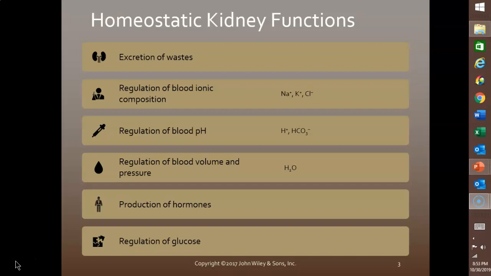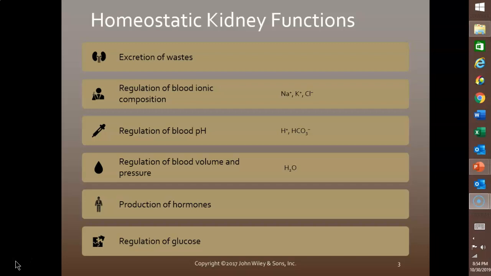And then what happened? The little filter units that we're going to learn about in this chapter started increasing the amount of sodium that was retained in the body. When sodium is retained, water is going to be retained. That increases blood volume and increases blood pressure.